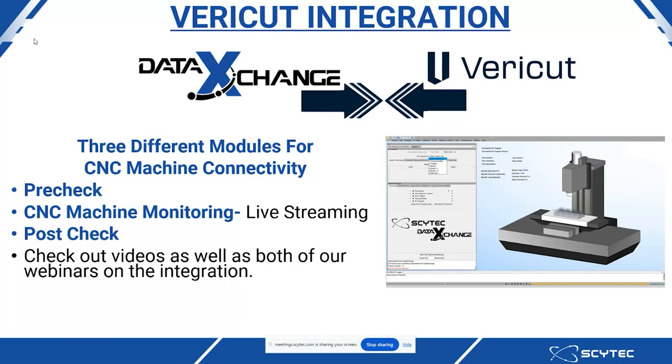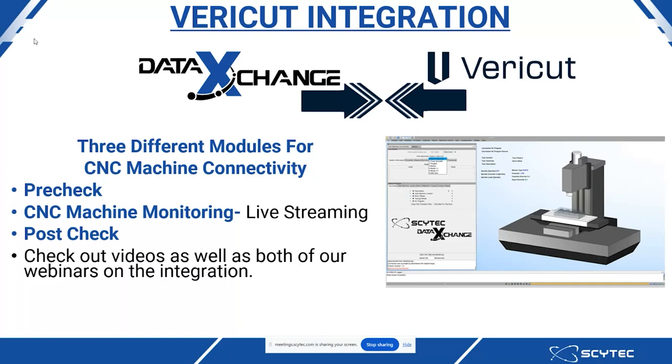This integration has now been out for about 3 years. We have 3 different modules for the overall module, which we call CNC Machine Connect. They are broken down into the pre-check, CNC machine monitoring, and post-check features inside of CNC Machine Connect in Vericut. We have individual videos on this as well, going over the features that are provided with this. But basically, Vericut takes the real-time information that is coming off of Scytec Data Exchange and uses that to give manufacturers the most accurate digital twins possible through this industry-defining integration with Vericut.